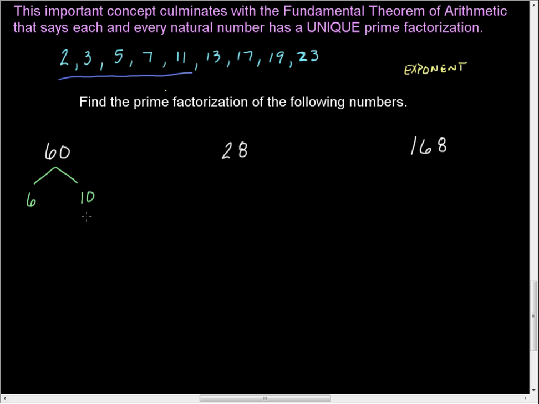Neither of those, however, are prime numbers, so I'm going to break them up even further. 6 is 2 times 3. Each of those is in our list of primes. 10 can be written as 2 times 5. Each of those is in our primes. If it makes you feel better, stick the multiplication symbols in between each.